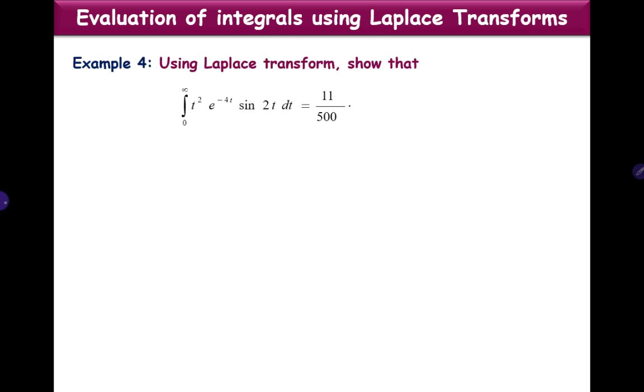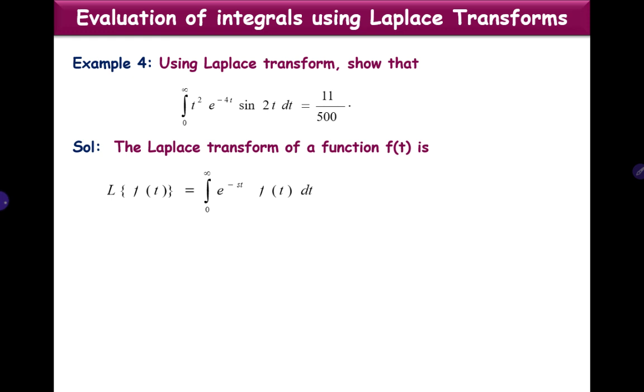One more example in this direction. Using Laplace transform, show that integral 0 to infinity t square into e power minus 4t sine 2t dt is 11 by 500. So now you may be familiar with identifying what is s and what is f of t. What is s in this case? s is 4 because we have e power minus 4t, and f of t is obviously t square into sine 2t. So let us quickly go into its solution.